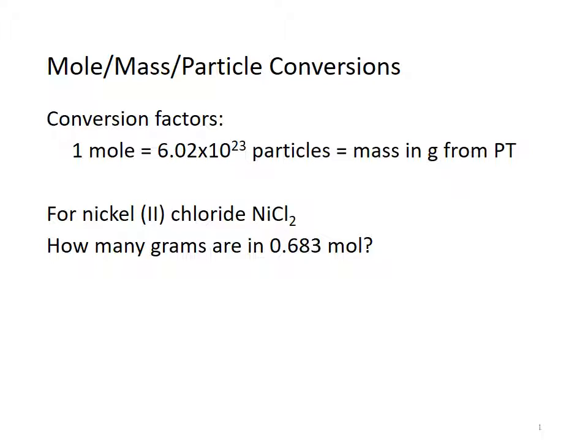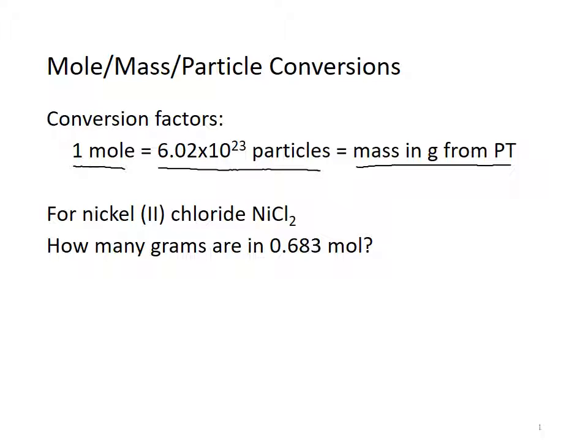Okay, so what we're going to look at is some mass mole particle conversions, which we covered in class last block. So remember, when we are looking at these type of conversions, there are three conversion factors, or three quantities you need to know to be able to convert one to the other. You need to know that 1 mole is the same as 6.02 times 10 to the 23rd particles, is the same as the mass in grams from the periodic table.